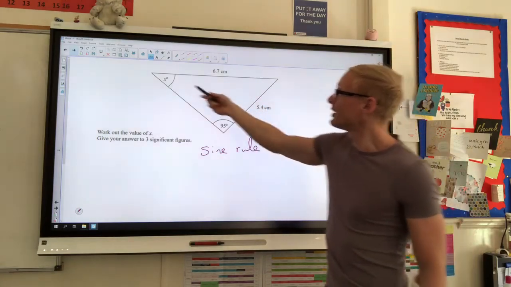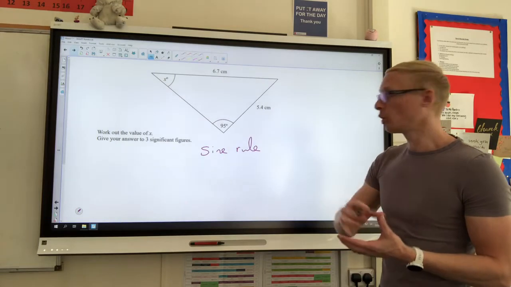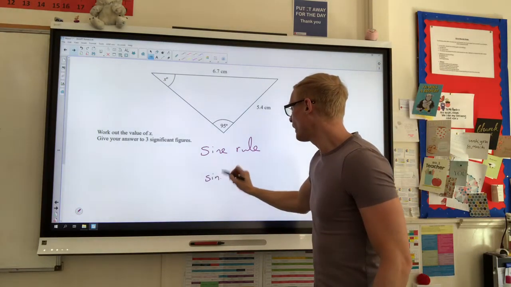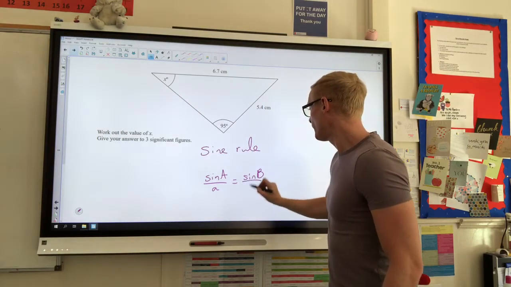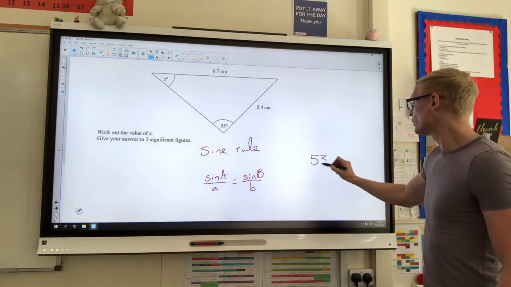And we're looking to find an angle, which means it must be the rearranged version, the version with the angle on the numerator of the fraction. So sin A over a equals sin B over b. So you would use that formula, and you should get an answer there of 53.4 degrees.